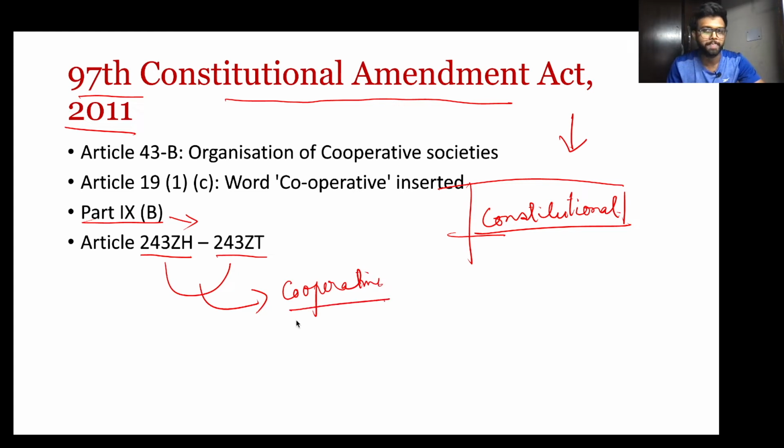Apart from that, this amendment has also inserted a new article in the DPSP, the Directive Principles of State Policy, Article 43B, the organization of cooperative societies, which means that this amendment gave the constitutional status to the cooperative societies.